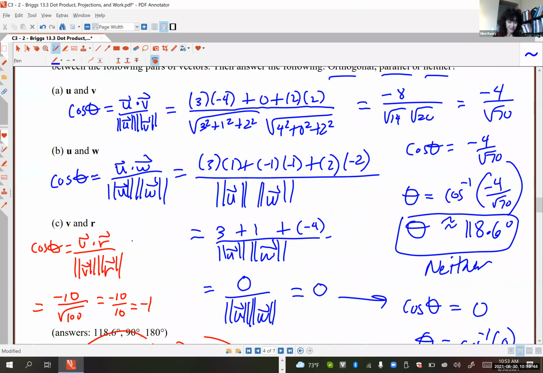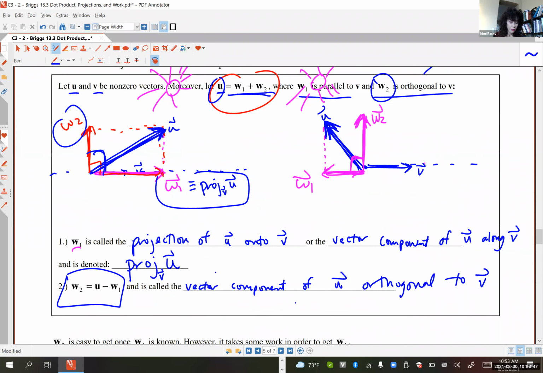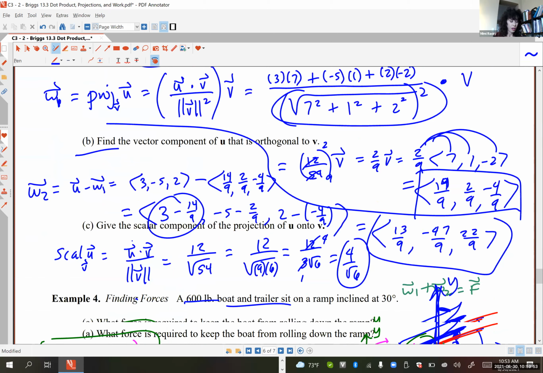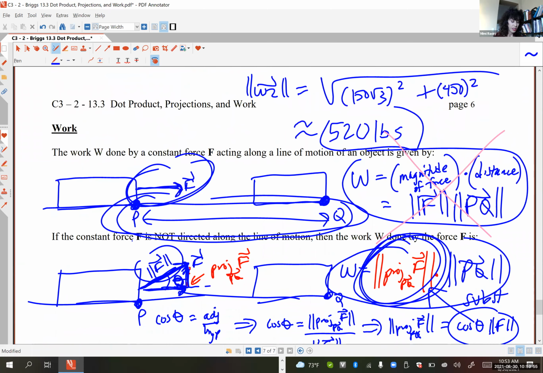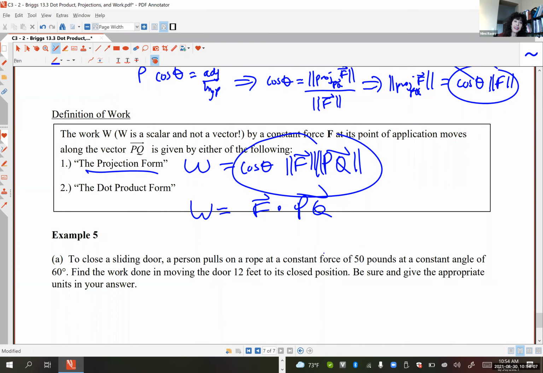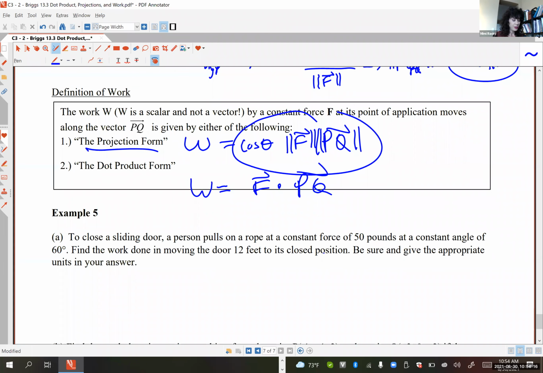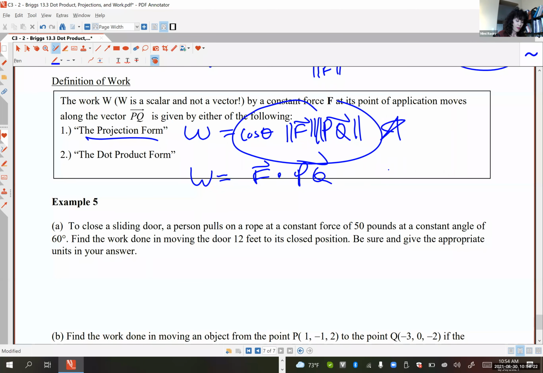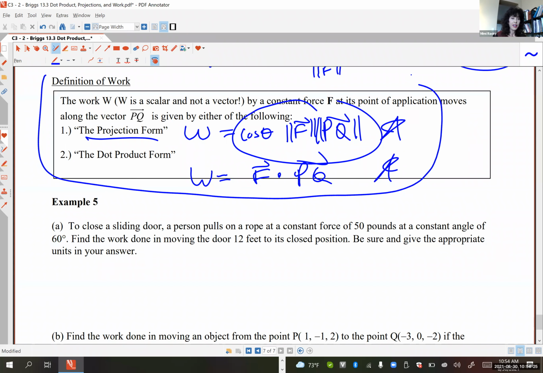A lot. And we're going to apply that alternate version of the theorem backwards to get an alternate form for work. So the alternate form for work, which is the dot product form, is the dot product of your force vector with the vector PQ. So which one are you supposed to use when? It depends. You'll know by reading the word problem and looking at the information provided. So we're going to do two work problems here. Let's see if you can delineate which of the two work formulas given here in this definition will be applicable.